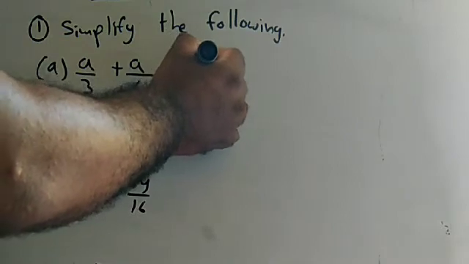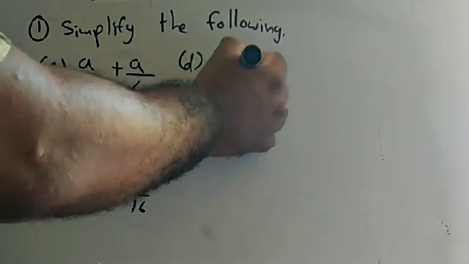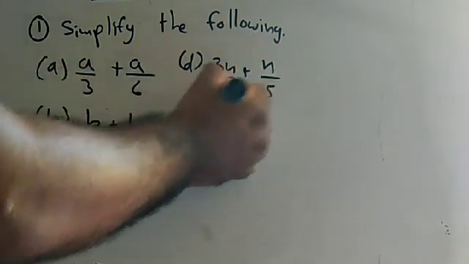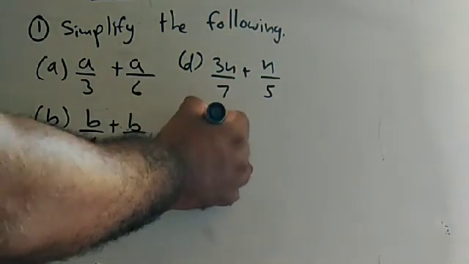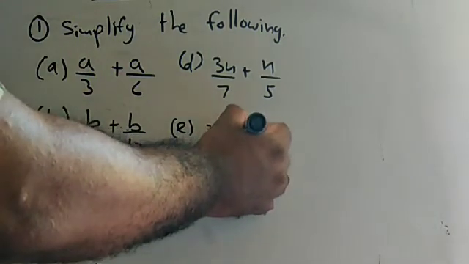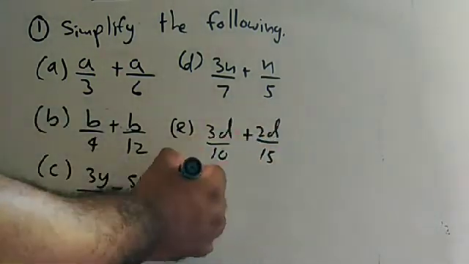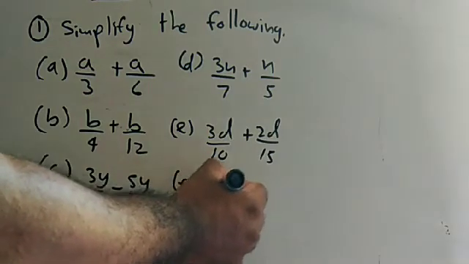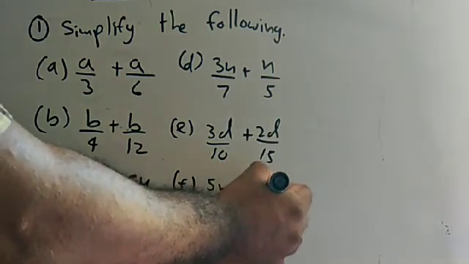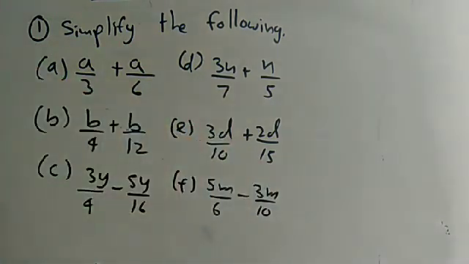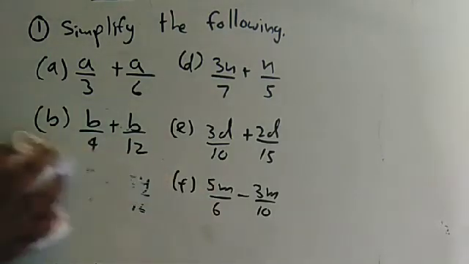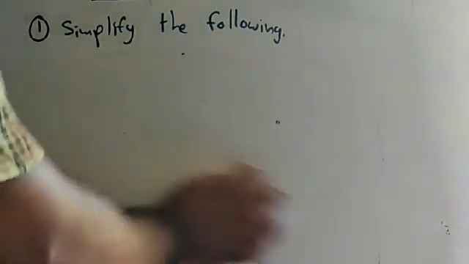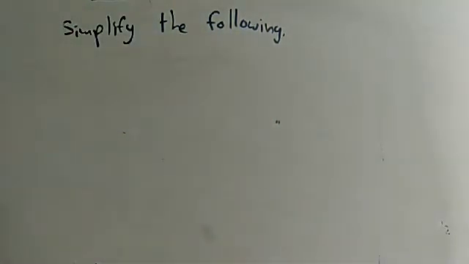D, 3n upon 7 plus n upon 5. E, 3d upon 10 plus 2d upon 15. F, 5n upon 6 minus 3m upon 10. Right? Copy down this. Then the second one. Simplify the following.